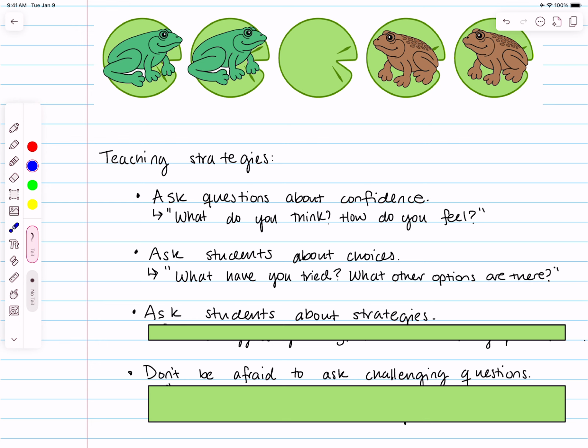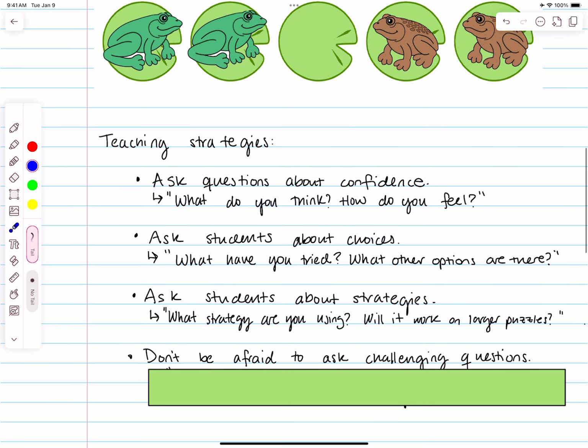Okay, tip number 3 is you want to ask students about their strategies. So, if a student's been in the activity for a while, you can ask them to sort of give you an explanation of any strategies that they've come up with. So, what strategy are you using? And you can ask them to generalize as well. Will this work on a larger puzzle? How far can you push the strategy to keep going, right? And this is a really good way to get students to dive deeper into the activity and to really look for patterns and structure and to communicate their understanding of these patterns and structures.